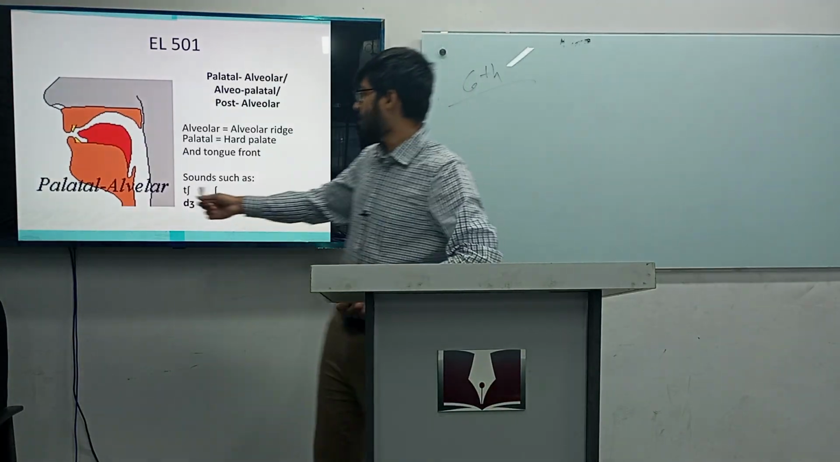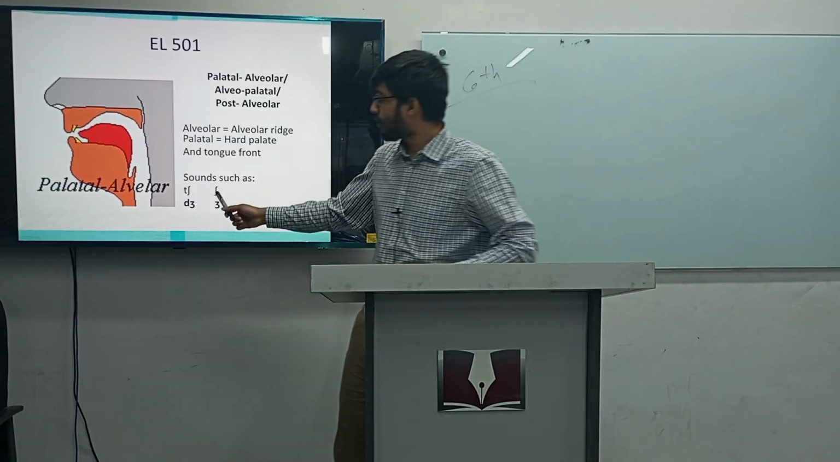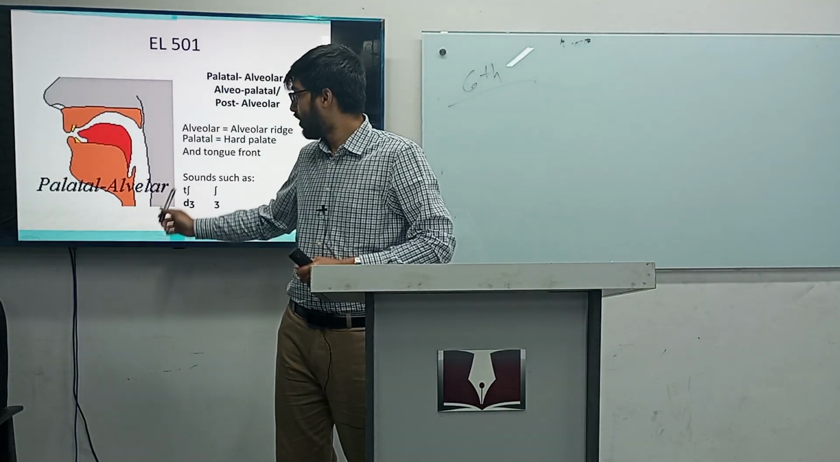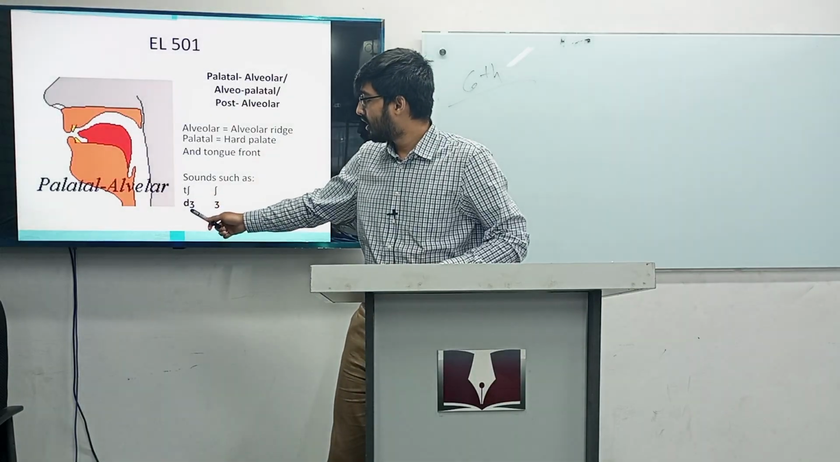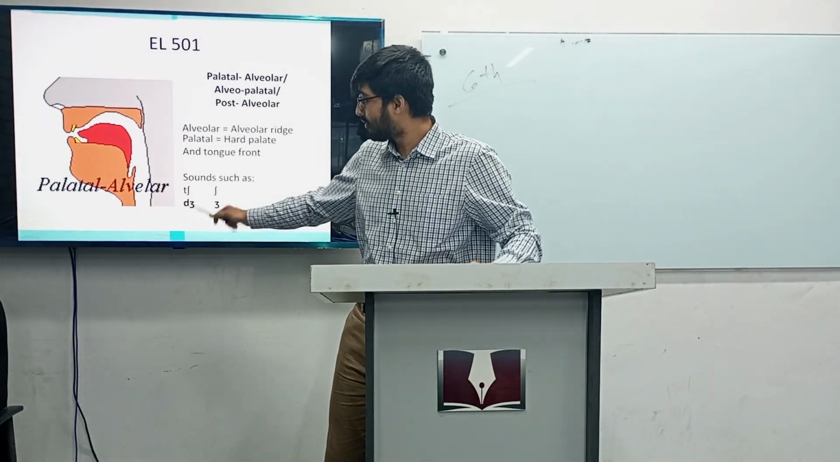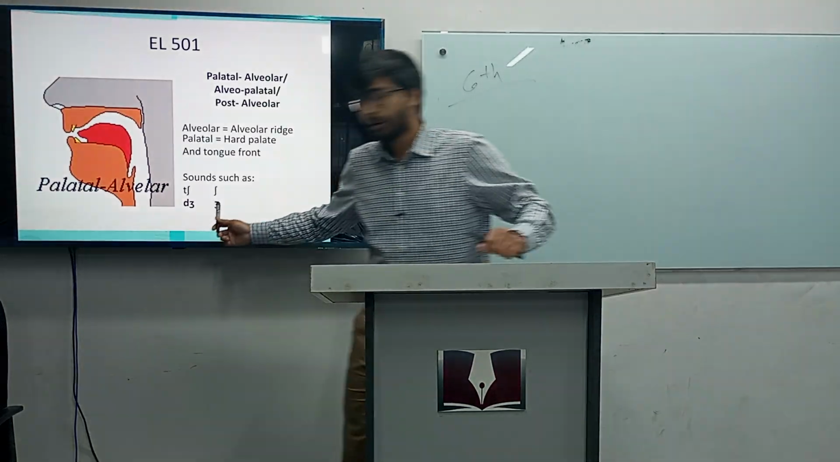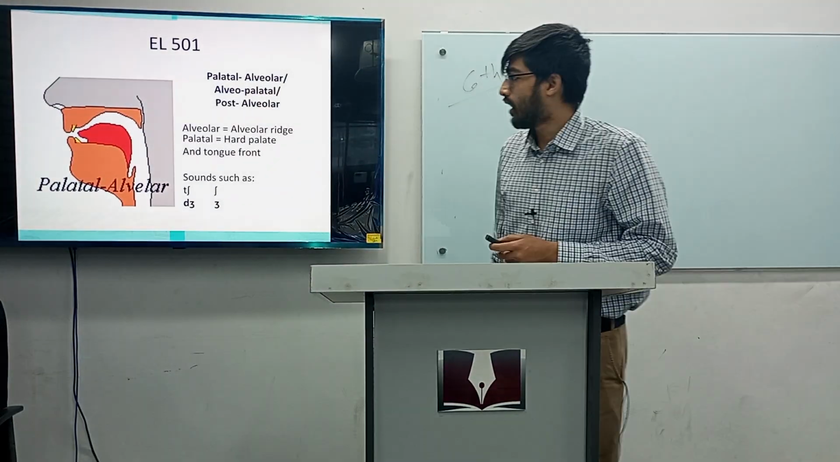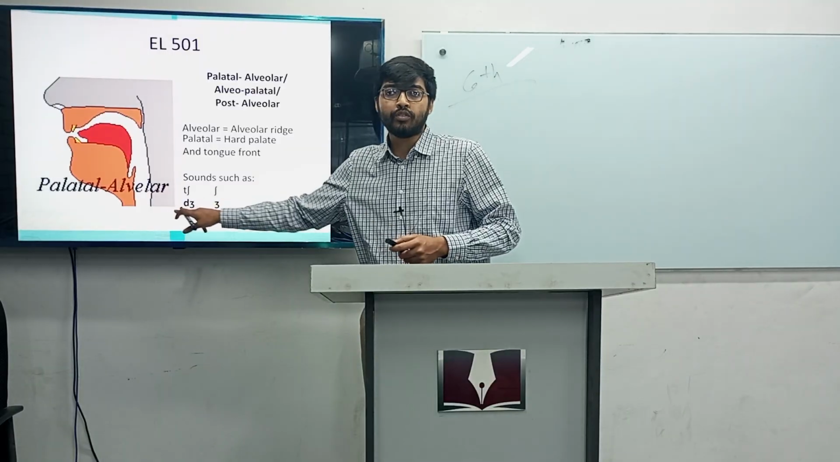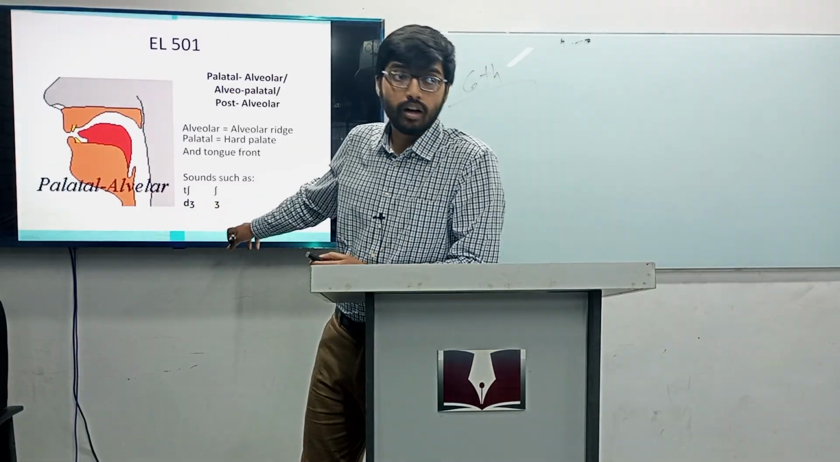4 sounds. This one is cha, this one is ja, this one is sha, and this one is zha. So, chair, Jamaica, fashion, and Malaysia. 2 of them are voiceless and 2 of them are voiced.